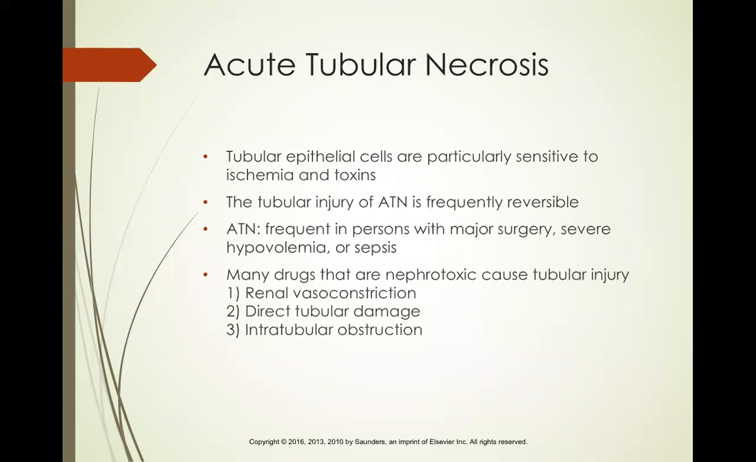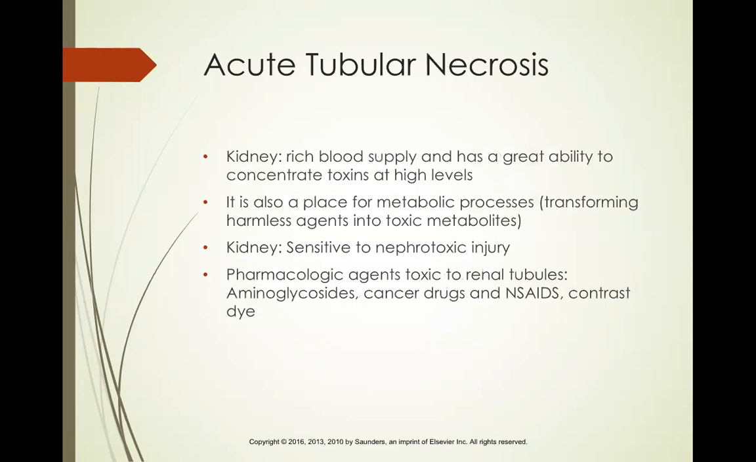What puts someone at risk for ATN is major surgery, severe hypovolemia, or sepsis. As you know, in sepsis, it's the massive vasodilation that occurs out in the periphery. Many drugs are nephrotoxic. They can cause renal vasoconstriction. They can cause damage directly to the tubes or intratubular obstruction. One of the greatest nephrotoxic agents is aminoglycoside, vancomycin.